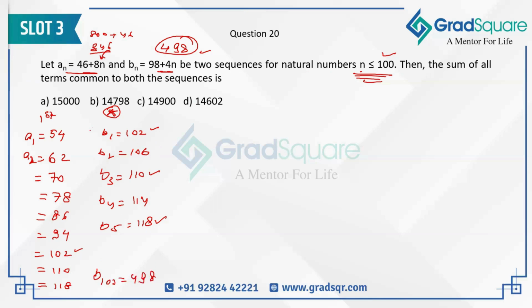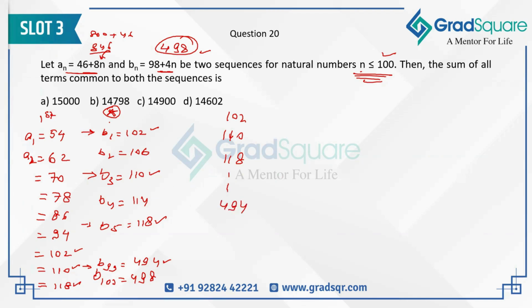Now look at this. Your first term is common, your third term is common, your fifth term is common. So your 99th term will also be common, which will be 4 less than this, which is 494. So now you have this series being formed by the common terms. What are the common terms? 102, 110, 118, which is in fact all the terms of the first series after 102. If you look at 118 + 8, it is going to be 126. Again, 126 is common in these two series. So it goes all the way up to 494.